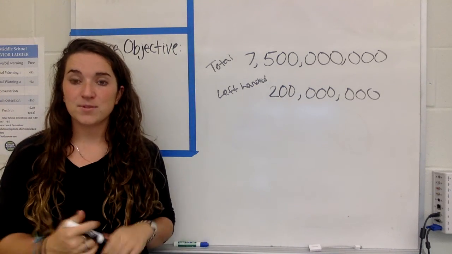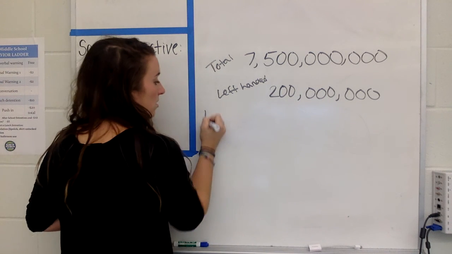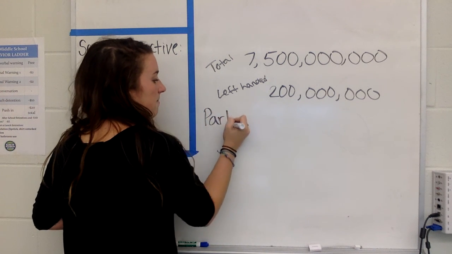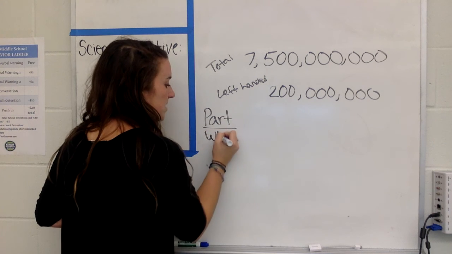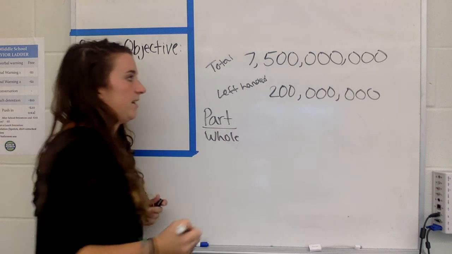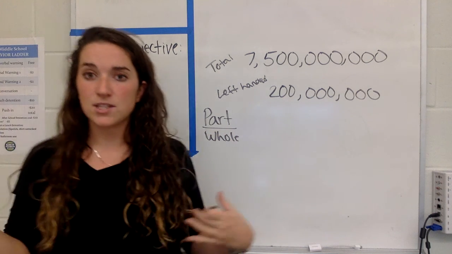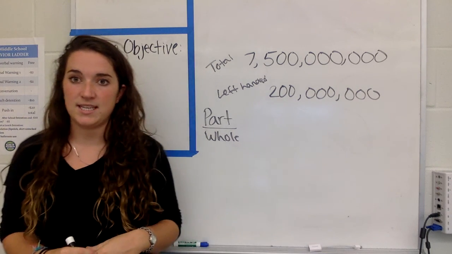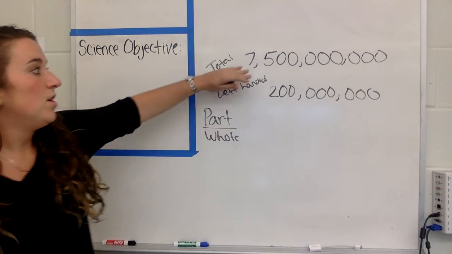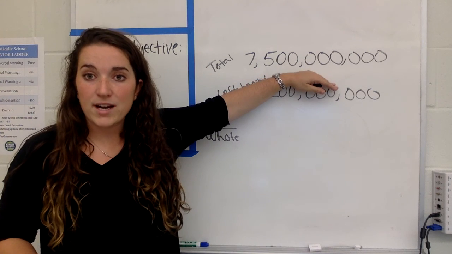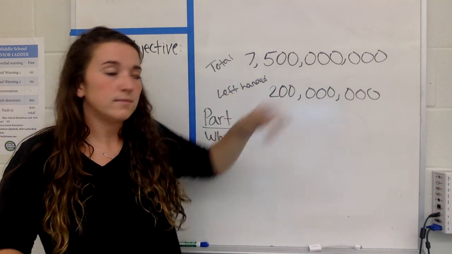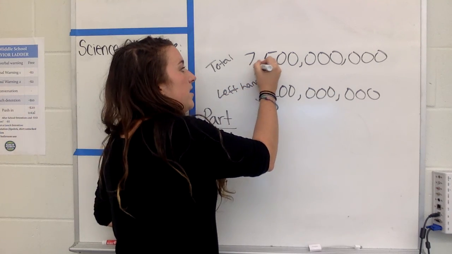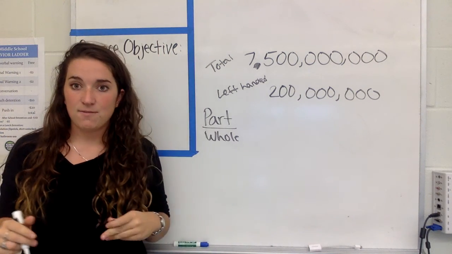All right, so to find percent, we need part over whole. But I want to do this using scientific notation. So before I even get to part over whole, I'm going to convert these into scientific notation. So looking at the first number, where does my decimal go? Right, it goes between the 7 and the 5.